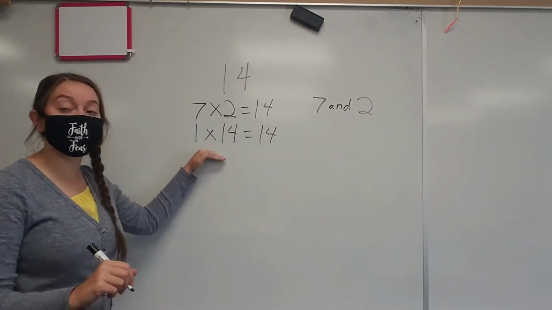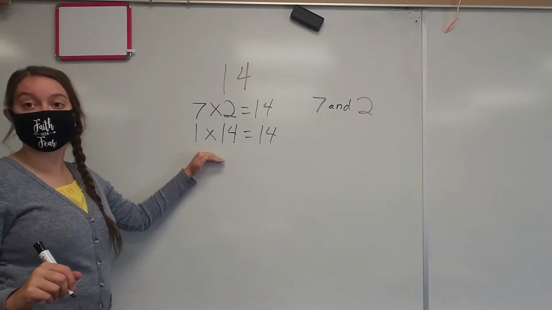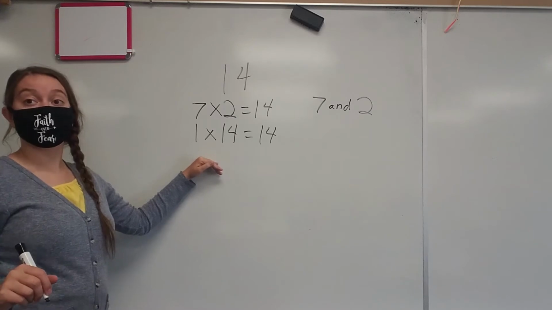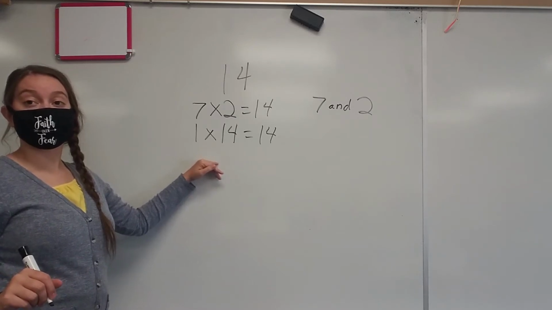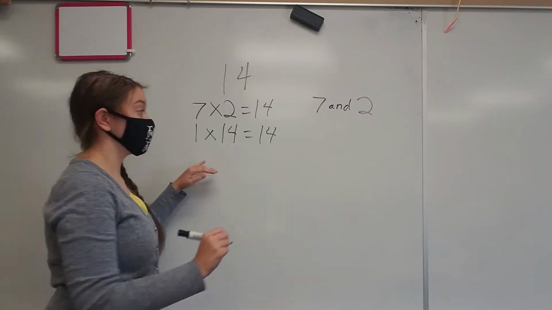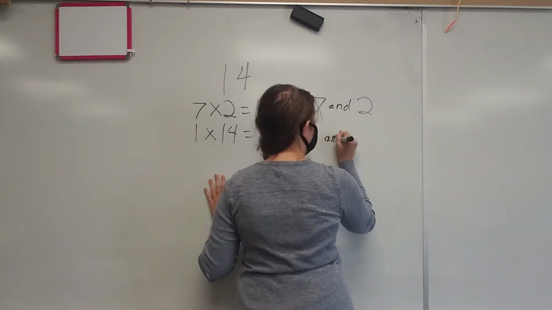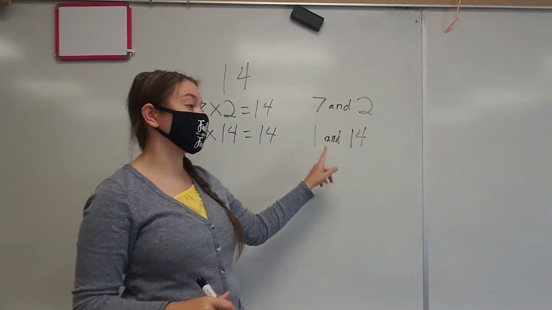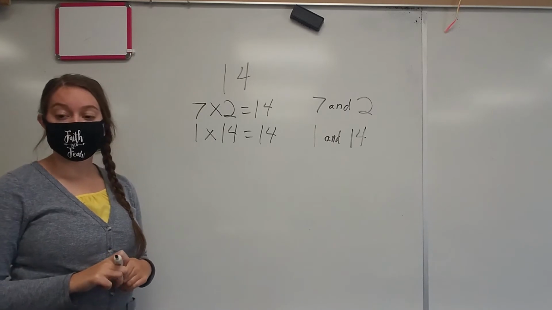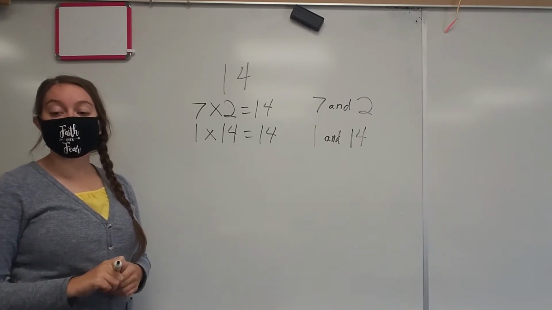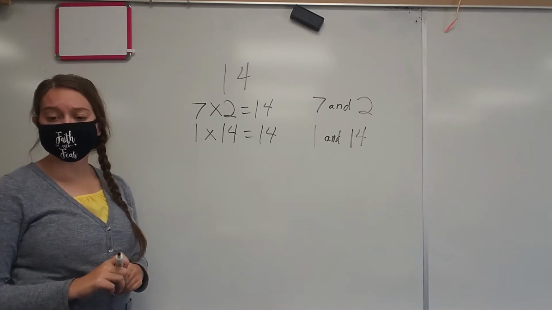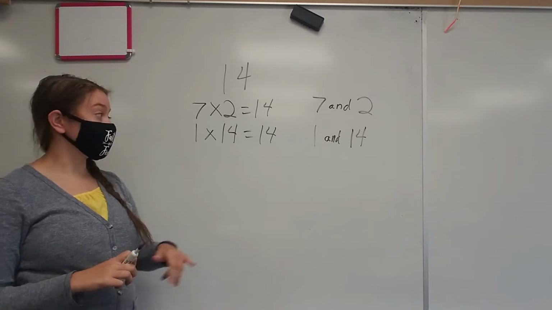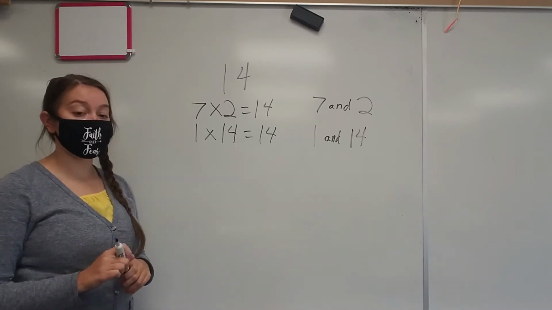So how would I write this equation as a factor pair? Willian? Do 1 and 14. Perfect. 1 and 14. Pretty much what I did, I took out my multiplication sign and I put in the word and. Right? Does that make sense? In our factor pairs though, you don't have to put the equals. Okay? Does that make sense?